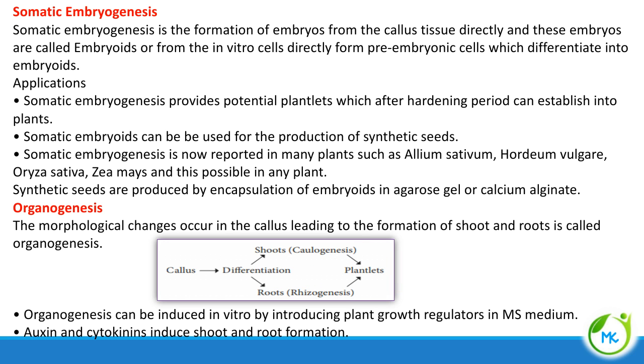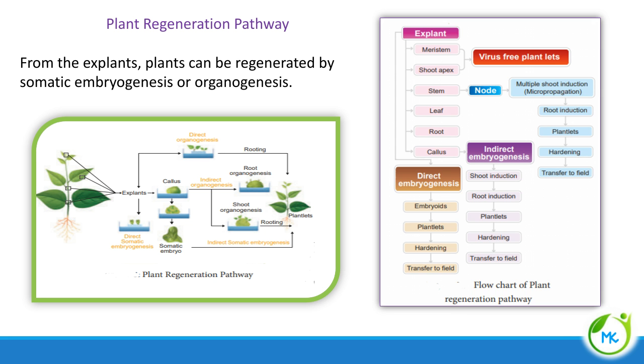Organogenesis can be induced in vitro by introducing plant growth regulators in MS medium. Auxins and cytokinins are used to induce shoot and root formation. The explant which we are taking from the plant can be a meristem, shoot apex, stem, leaf, root or callus. When we are using meristem and shoot apex, it will lead to the formation of virus-free plants. From the stem, the node part can be taken and used to induce multiple shoot induction and root induction, and plantlets are produced, hardened and transferred to the field.